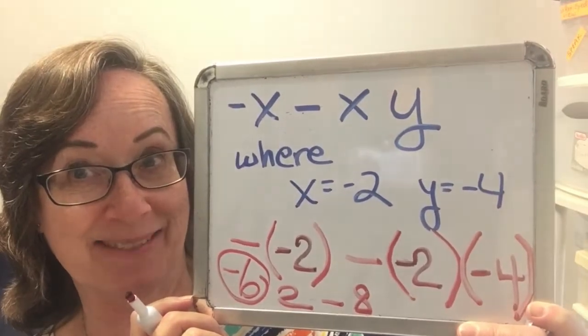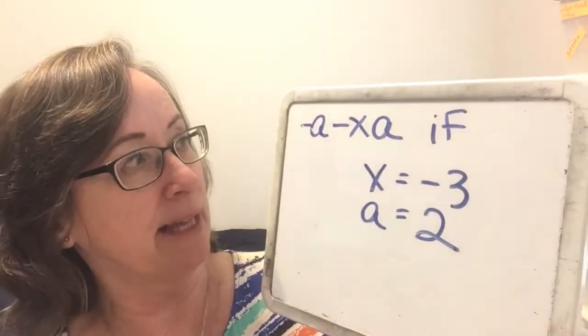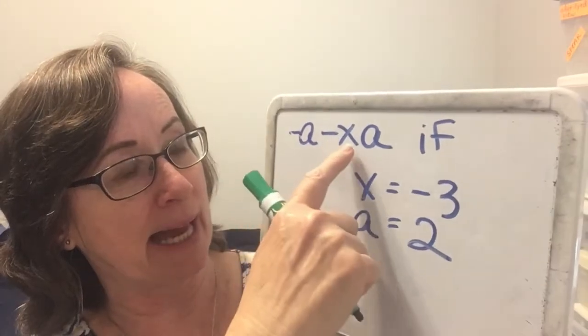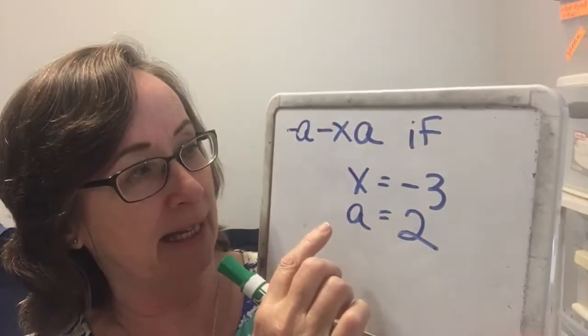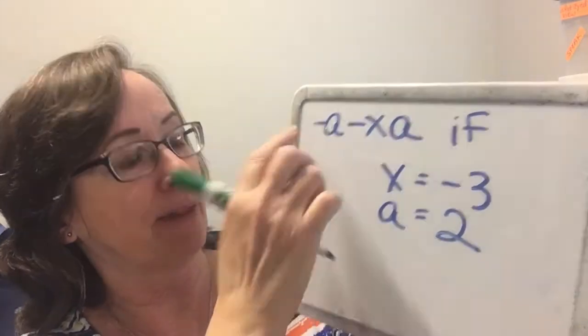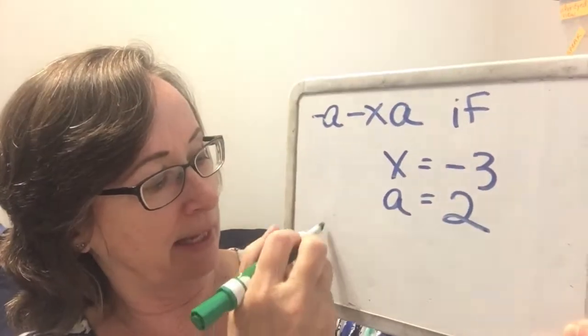Pretty easy, huh? Okay, so we have negative a minus x a, if x is -3 and a is 2. So again, I've got a negative and then an a.